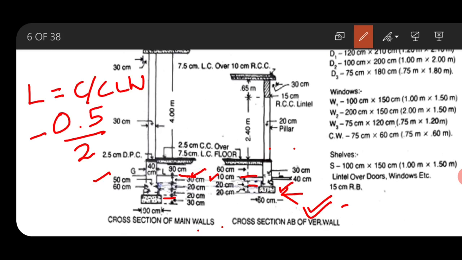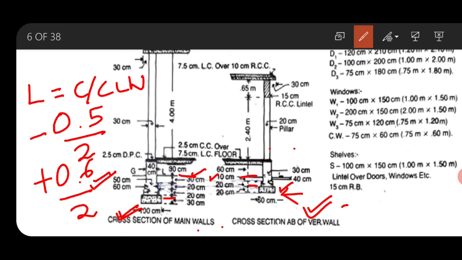So this 50 centimeter wall will affect the net length. Therefore, we will subtract half of the width of the 50 centimeter wall and not 90 centimeter, because this 90 centimeter is at different level. And we will add half of the width of the 20 centimeter wall on the other side. Clear?